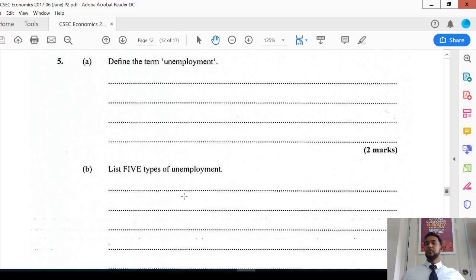Seasonal is an easy question once you know your work, right? That's the trick. You have to know your work. All right, so, hold on.